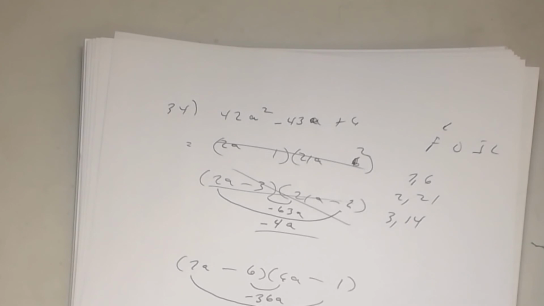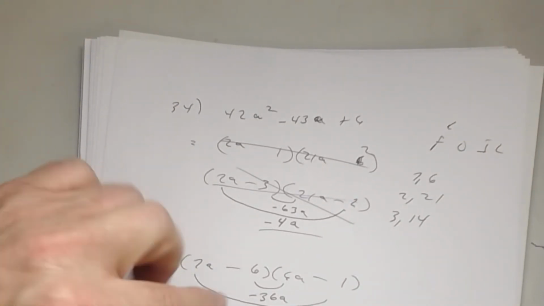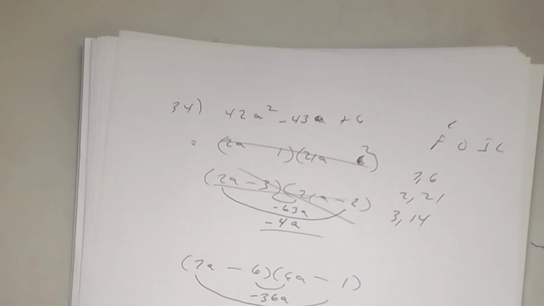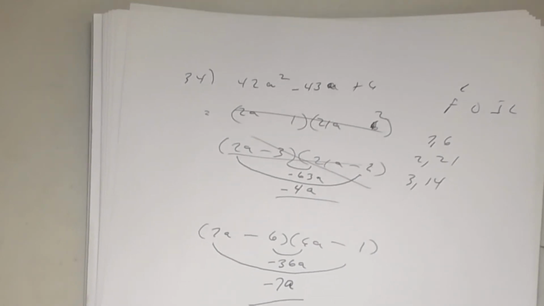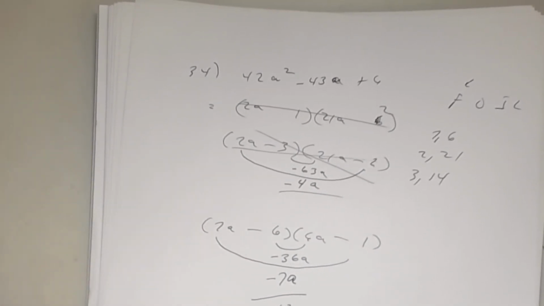Okay, now some of you would have tried 3 and 2, you would have seen that was not going to work, so then you would have tried 6 and 1. Do you see that some of you may have to do a couple more steps to get it? We just so happen to do it in the third trial. Trial and error, that's all that is.